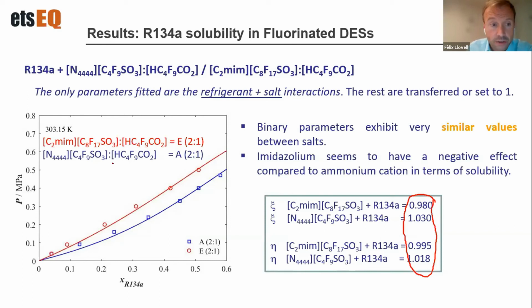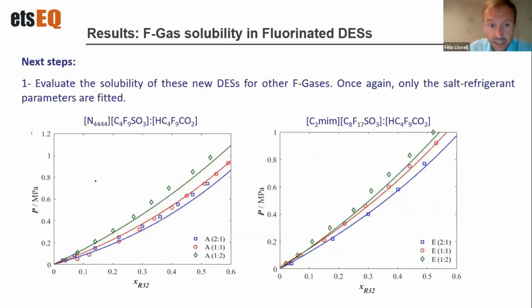solubility. From a more experimental point of view, we could say that imidazolium seems to have a negative effect compared to the ammonium cation. The idea of using amine was to try to decrease the viscosity. Finally, the next step we are working on right now is to evaluate the solubility for other fluorinated gases in order to evaluate the selectivity between different compounds.